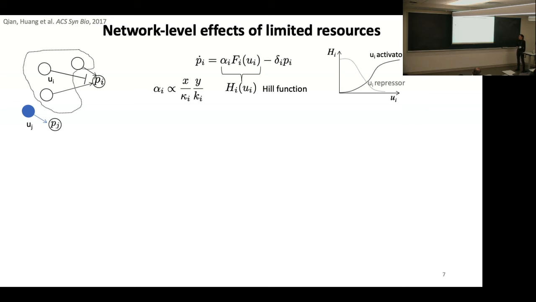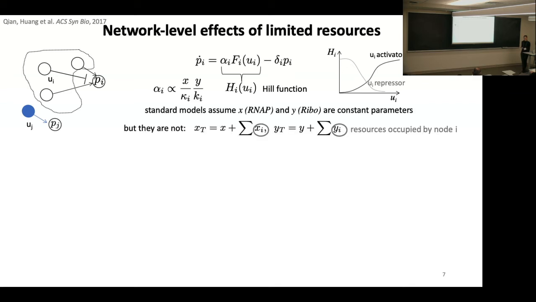perturbations. So here is the standard model of a gene regulatory network, like it's a textbook model. If you look at a textbook, right, you have that the production rate of any protein is dependent upon functions that have regulators, right? For example, the u_i are the regulators of p_i, some are activators, some are repressors, and alpha is a constant that tells you the maximal transcription rate or translation rate of the system, and it's dependent upon X and Y, which are the key resources for gene expression. RNA polymerase and ribosomes.